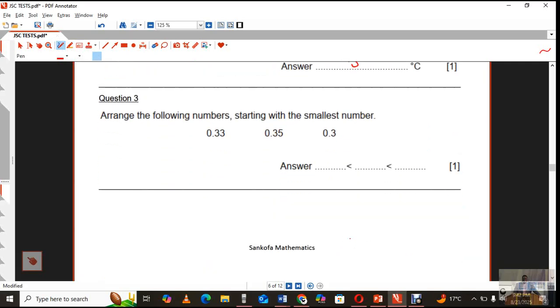Arrange the following numbers starting with the smallest. Now obviously you have to look at place value. This one has got 0 hundredths, so it will be the smallest of all of them. This one has 3 hundredths, so 0.33, and the bigger one is 0.35.